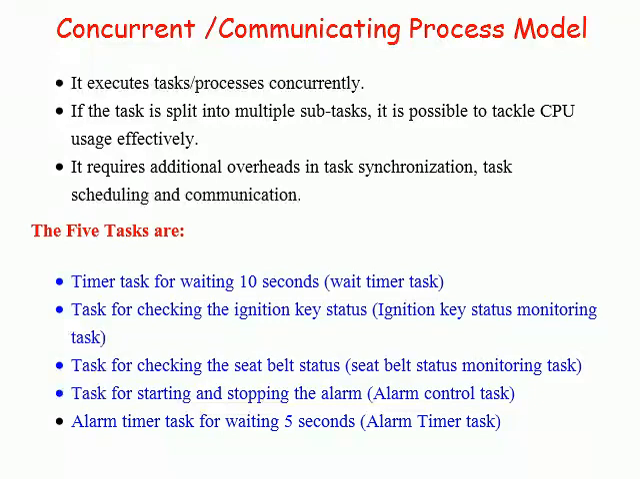So let us consider the first one. Timer task for waiting 10 seconds, that is called as wait timer task. Second one is task for checking the ignition key status monitoring task. Third one is task for checking the seat belt status, that is seat belt status monitoring task. And the fourth one is task for starting and stopping the alarm, that is alarm control task. Fifth one is alarm timer task for waiting 5 seconds, that is alarm timer task.